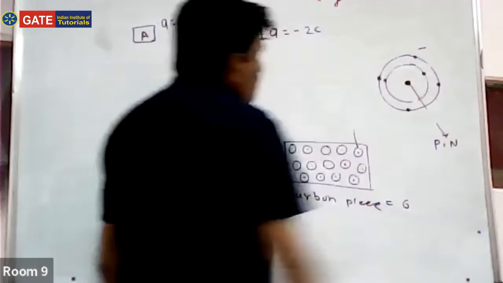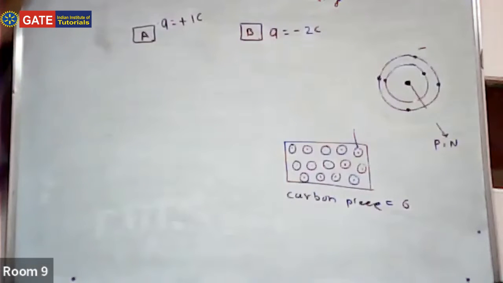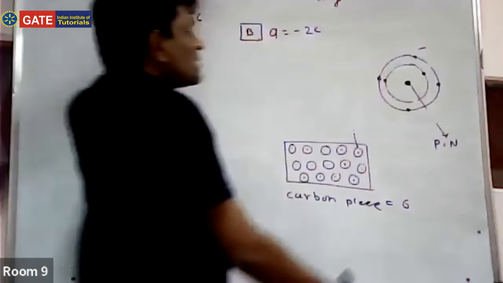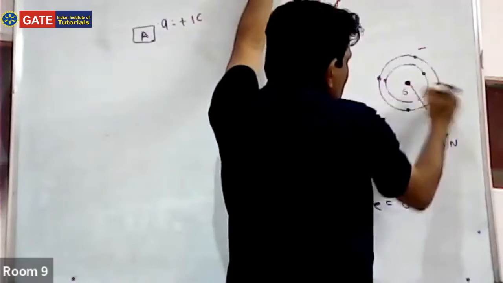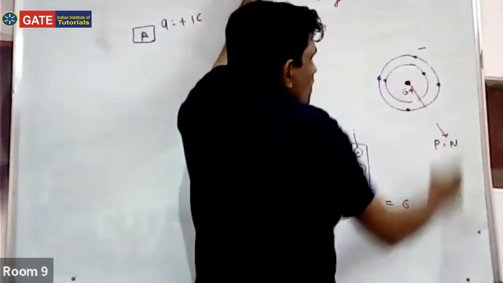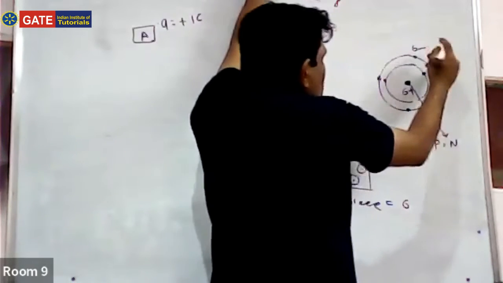Tell me. Neutral, sir. Why is it neutral? Because the nucleus balances it. The nucleus has positive charge. Okay, 6 protons are here, positive charge, and here are 6 electrons, negative.